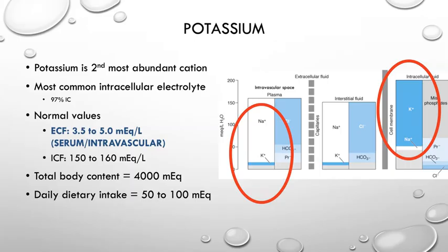Normal intracellular concentration is about 150 milliequivalents per liter, while extracellular is only 3.5 to 5 milliequivalents per liter. This steep gradient is essential for nerve conduction and muscle contraction. So signs and symptoms of potassium disorders generally involve the nerve or muscle. This is an easy way to remember common signs and symptoms of potassium disorders.